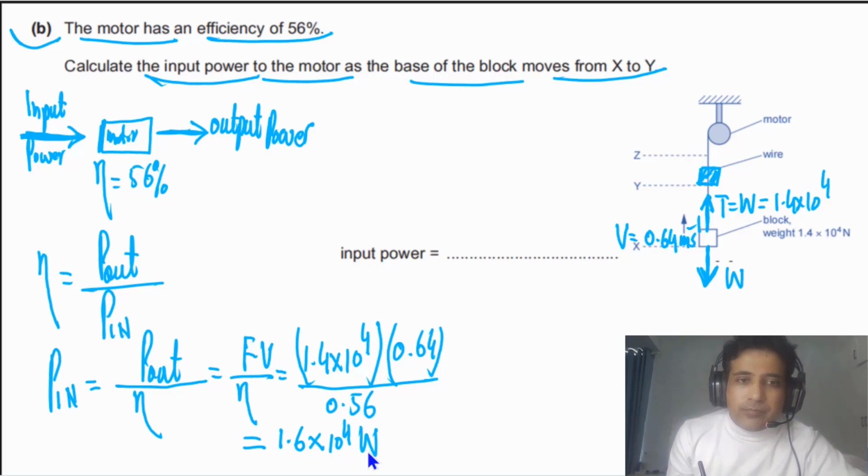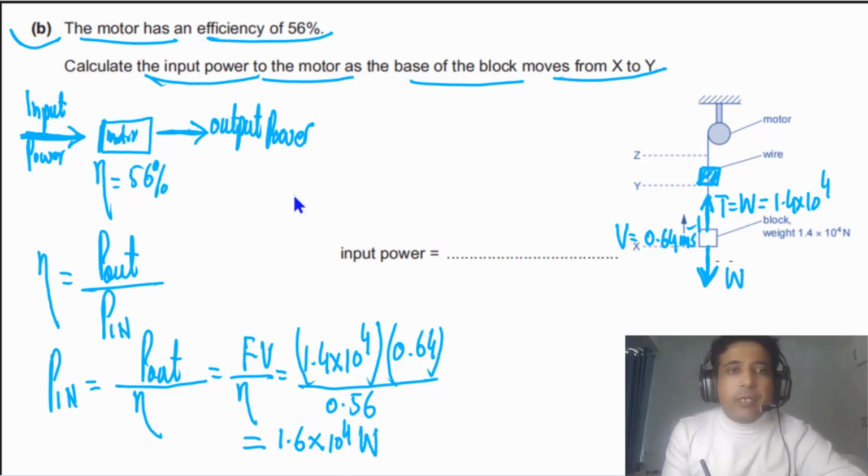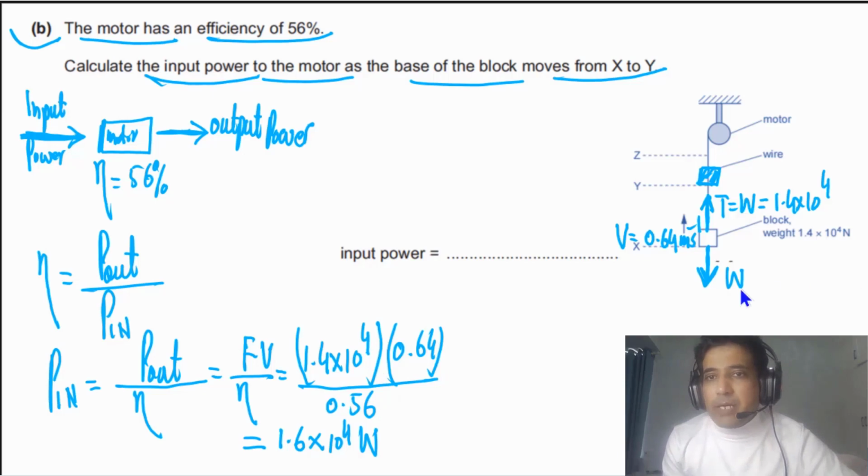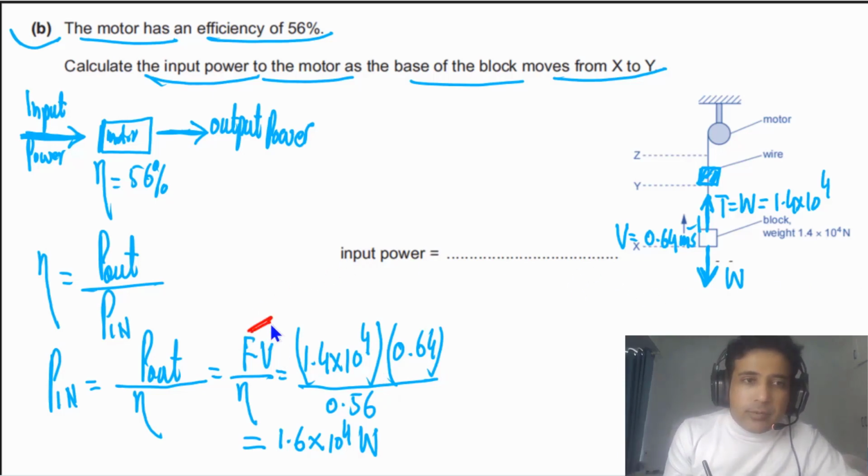So this one is the input power, and here we have the output power. Output power is equal to this one. So this is how we need to figure out. If you have written these steps, you will get 3 marks. The first mark you will get if you have written P out is equal to FV, you will get 1 mark. So this is 1 C mark.